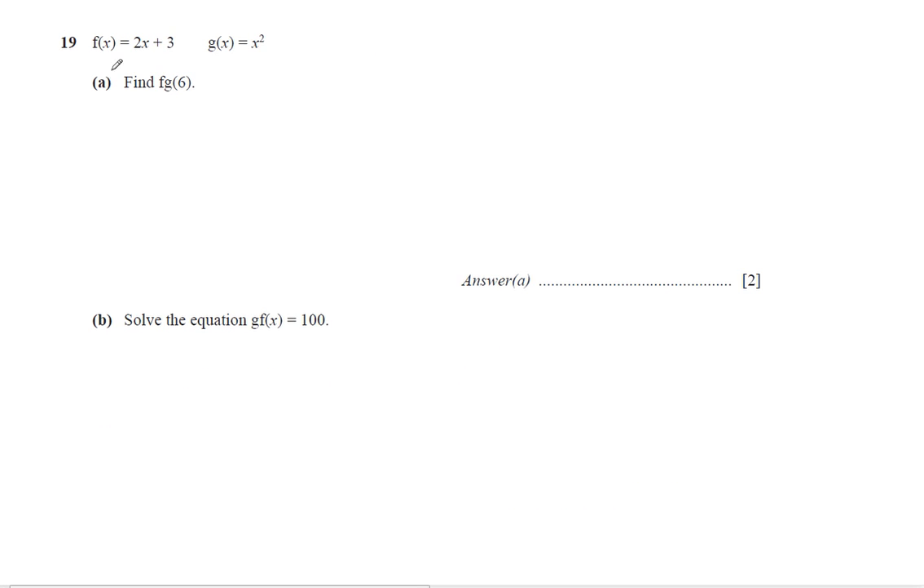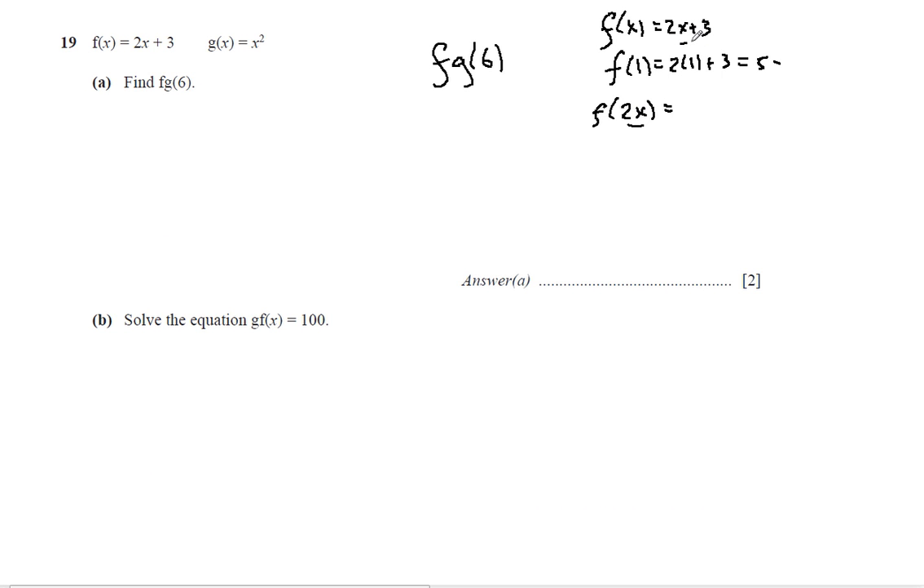Okay, composite functions. f of x is equal to 2x plus 3, g of x is equal to x squared. If they say find f of g of 6, keep in mind that f of 1 is equal to 2 times 1 plus 3, which is equal to 5. And if we're asked to find f of 2x, just take what's in the bracket and put it in place of the x: 2 times 2x plus 3, which is equal to 4x plus 3. Over here we have f, and in the bracket it's g of 6. So if we know what g of 6 is, we'll just put that value in place of the x and work it out.